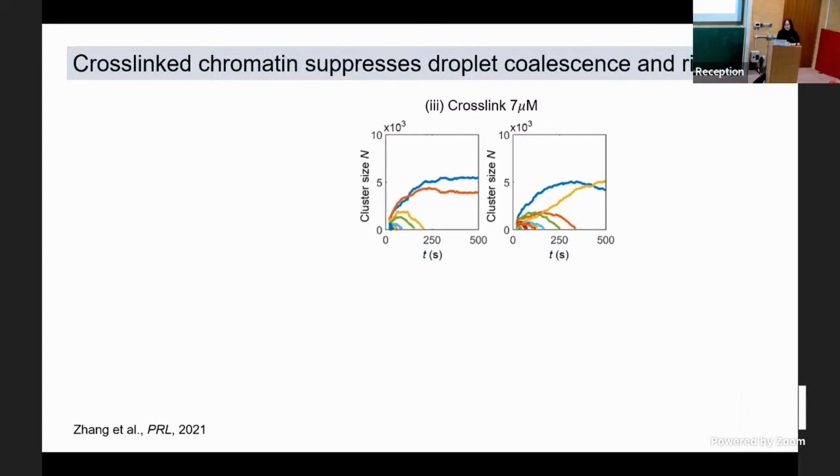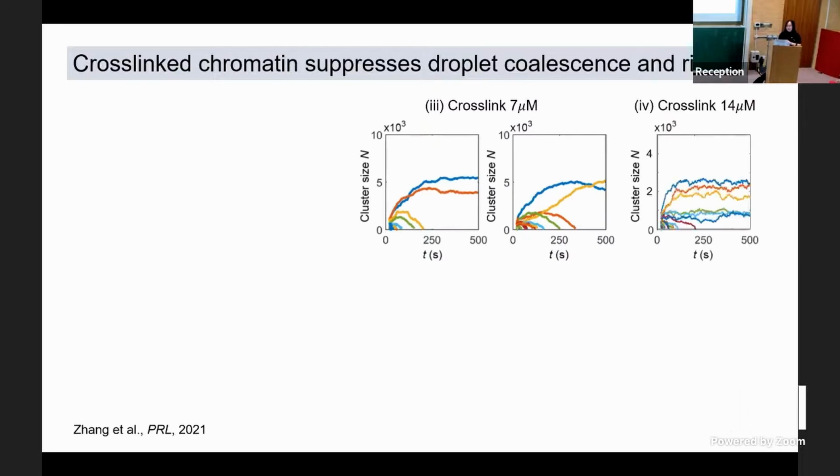Yeah, so it's indeed embedded in the cross-linked chromatin network, right? If you have more cross-links, you have more droplets of smaller sizes, because they grow and then stop at a certain stage. Without changing the density, just adding more cross-links.